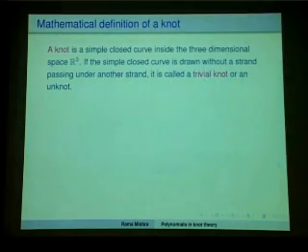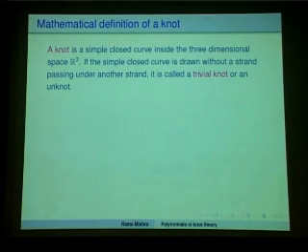So now let me define what a knot is in terms of mathematics, because we want to do mathematics with knots. In simple language, a knot is a simple closed curve which sits inside 3-dimensional space. By simple closed curve, you mean you take a thread and you can embed it in various ways.